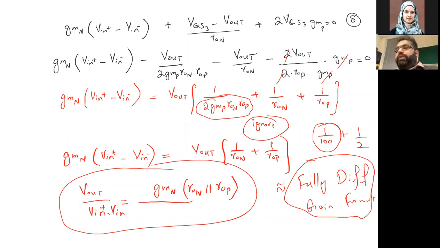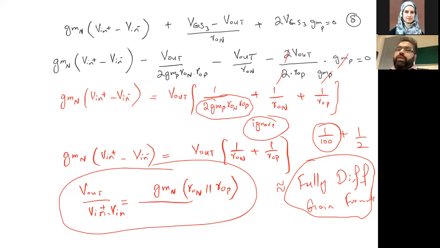So here is the beauty of this active load differential pair: the single-ended gain is ultimately equivalent to the fully differential gain, and we can easily use it for loading any single-ended pair, and it still has an input differential pair, an input differential side. So that's the benefit of a differential pair with active load.